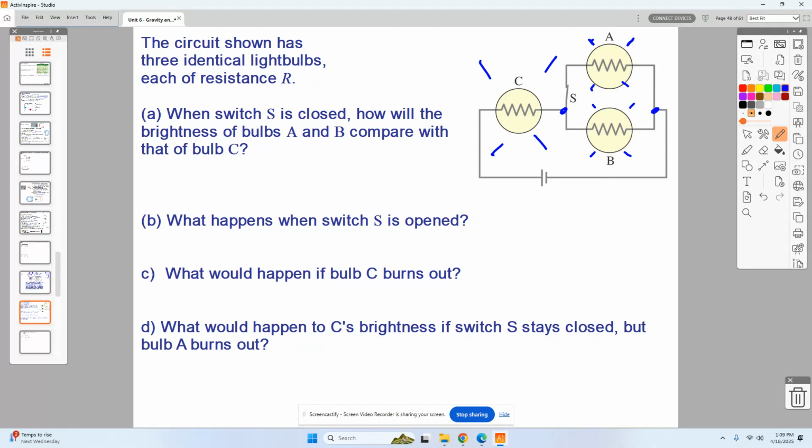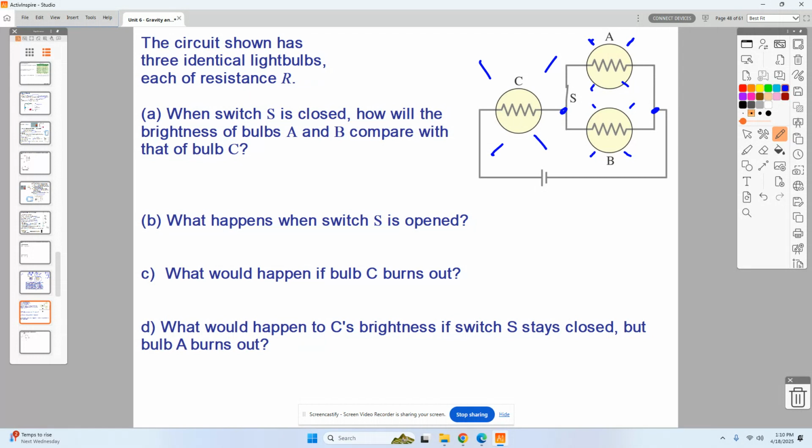Because the voltage from the battery goes to C first, so then when it's going to A and B, it'll drop down. It splits into A and B. Okay, did you guys catch that? And thank you for trying it. Because C comes from the battery first, it's going to get that voltage before it goes through the other ones.